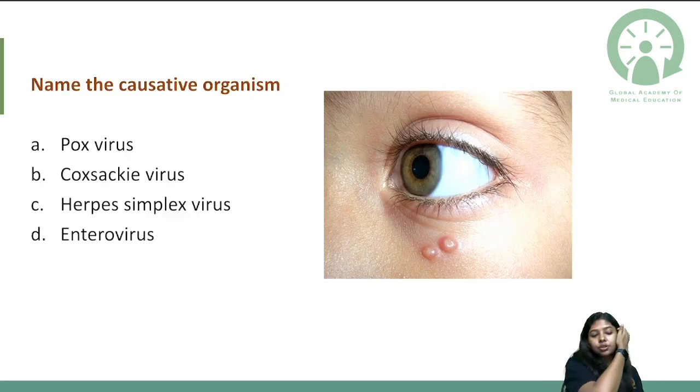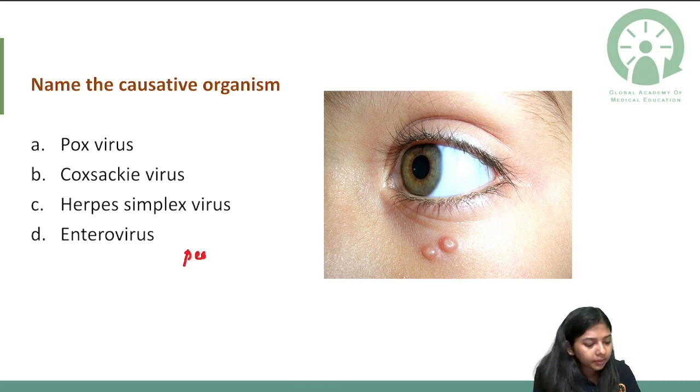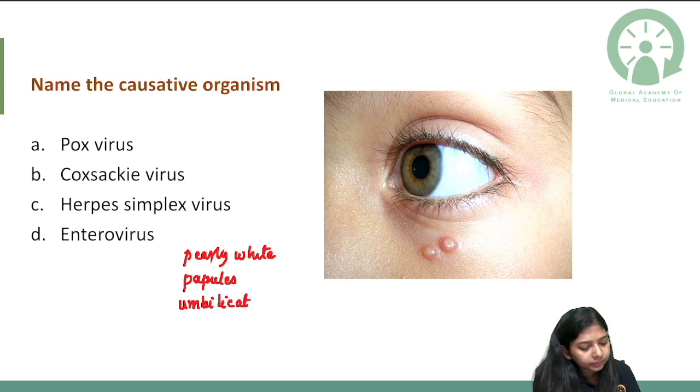Let's move on to the next question. You have to name the causative organism. So see, first you have to identify the condition. So let's describe the lesion. What you're getting here is a pearly white papule which has umbilication, and present on the face.